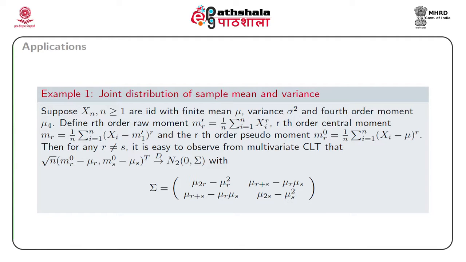The off diagonal element structure of sigma can be justified from the definition of m r naught, because the variance of m r naught is nothing but 1 by n multiplied by the variance of (X1 minus mu) whole to the power r, which after a simple step is obtained as mu 2r minus mu r square, and the covariance between (Xi minus mu) to the power r and (Xi minus mu) to the power s is nothing but mu r plus s minus mu r multiplied by mu s.